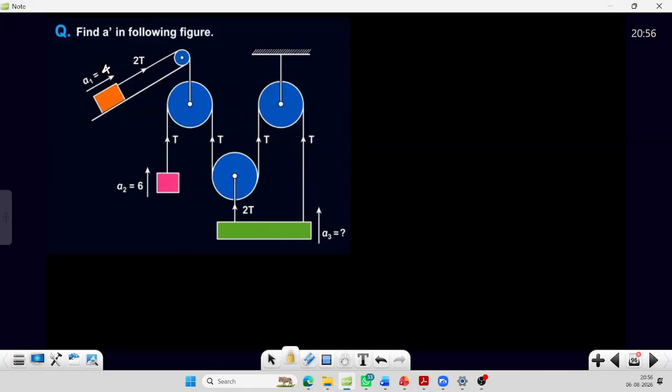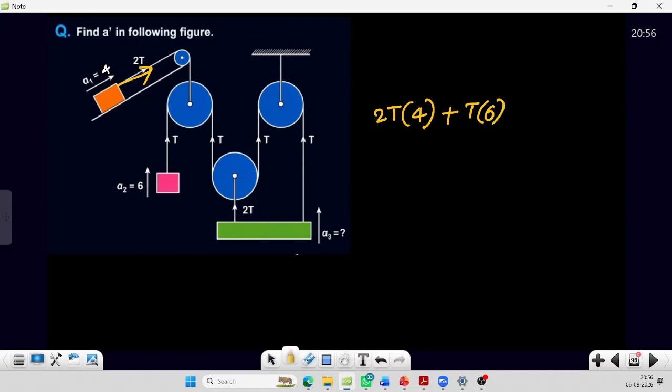Now tell me, here the tension is in this direction and the acceleration is also in this direction only. The angle between them is 0. So tell me now, here 2T into 4. Next, this block, plus only. So this is this value, T into 6.